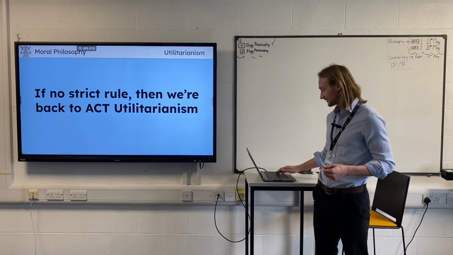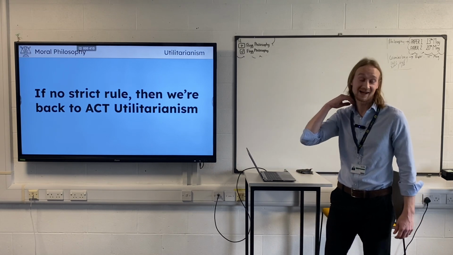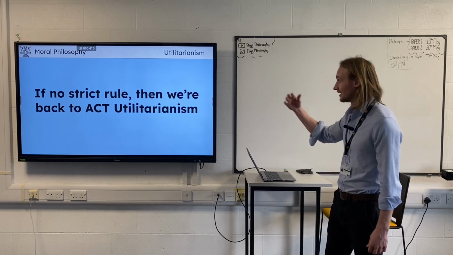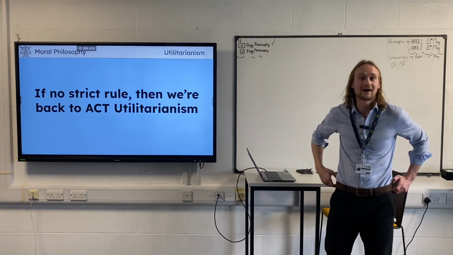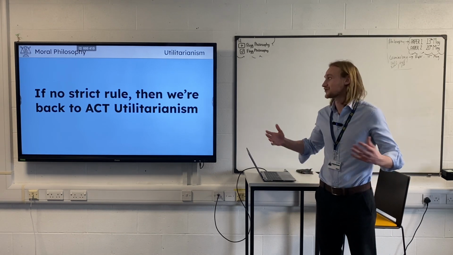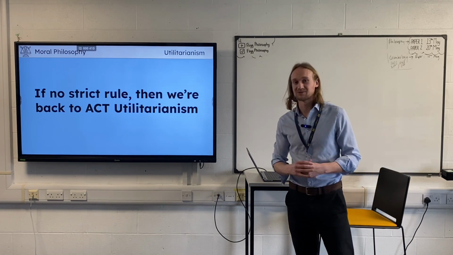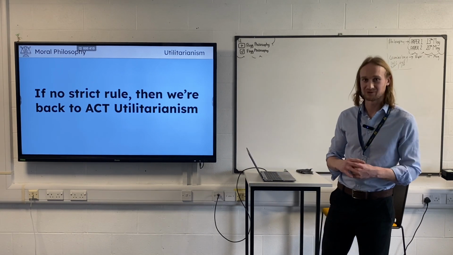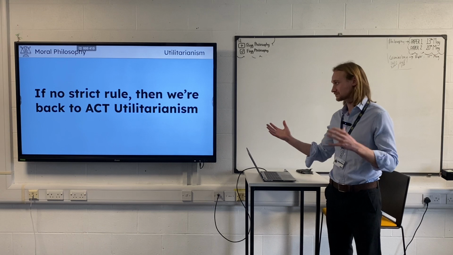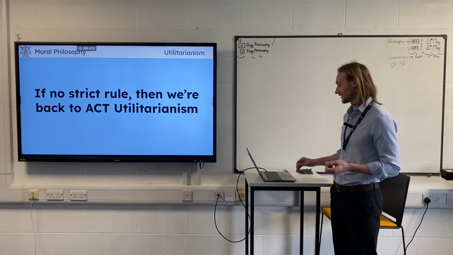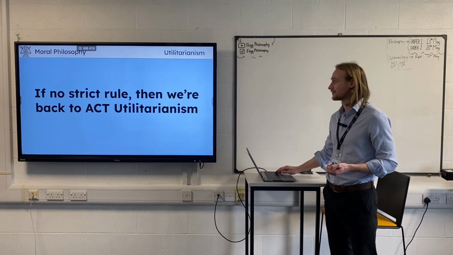And in which case, if there isn't actually an absolute rule, a strict rule, then we may as well just refer back to act utilitarianism. It doesn't become any different to act utilitarianism. It just becomes something like act utilitarianism with some guidelines, and that's what those rules are. So that's an issue that we've got to contend with there, with rule utilitarianism.